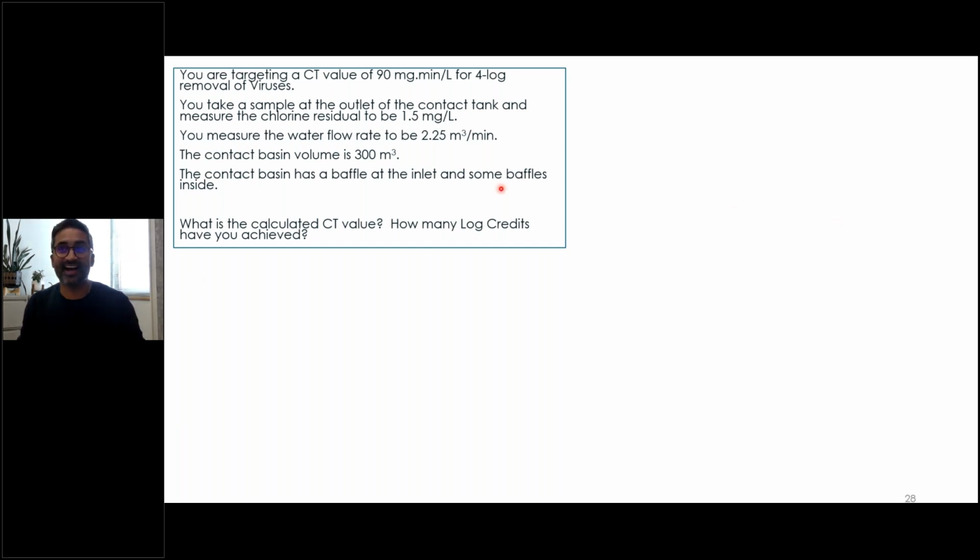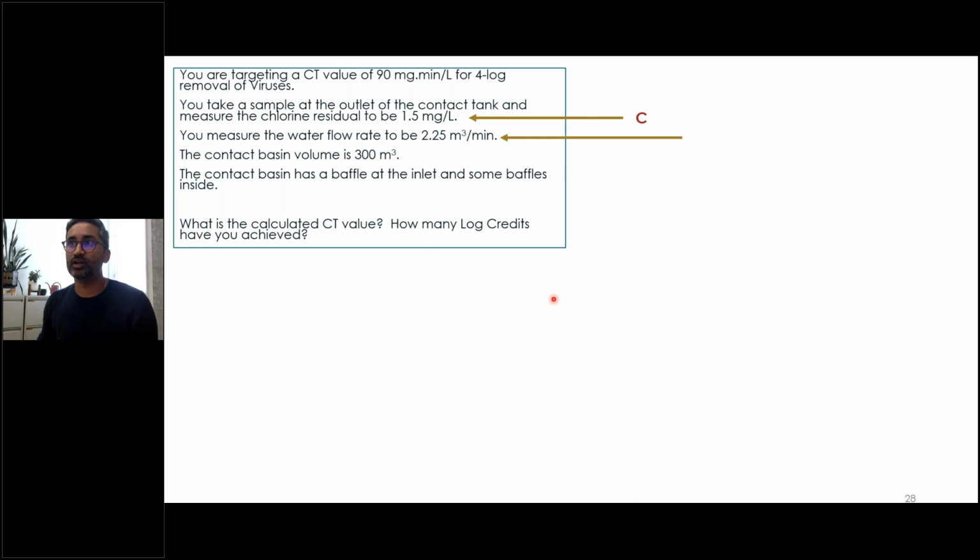Okay, that's about a minute, not too much time, but we'll walk through the example and hopefully you had a chance to make some progress towards this. So first, let's just identify what we have in terms of information. We know the concentration measured at the outlet of the contact tank, that's our value for C. We know the volumetric flow rate, so that's our value for Q. We know the volume of the contact basin, that's our value for V.